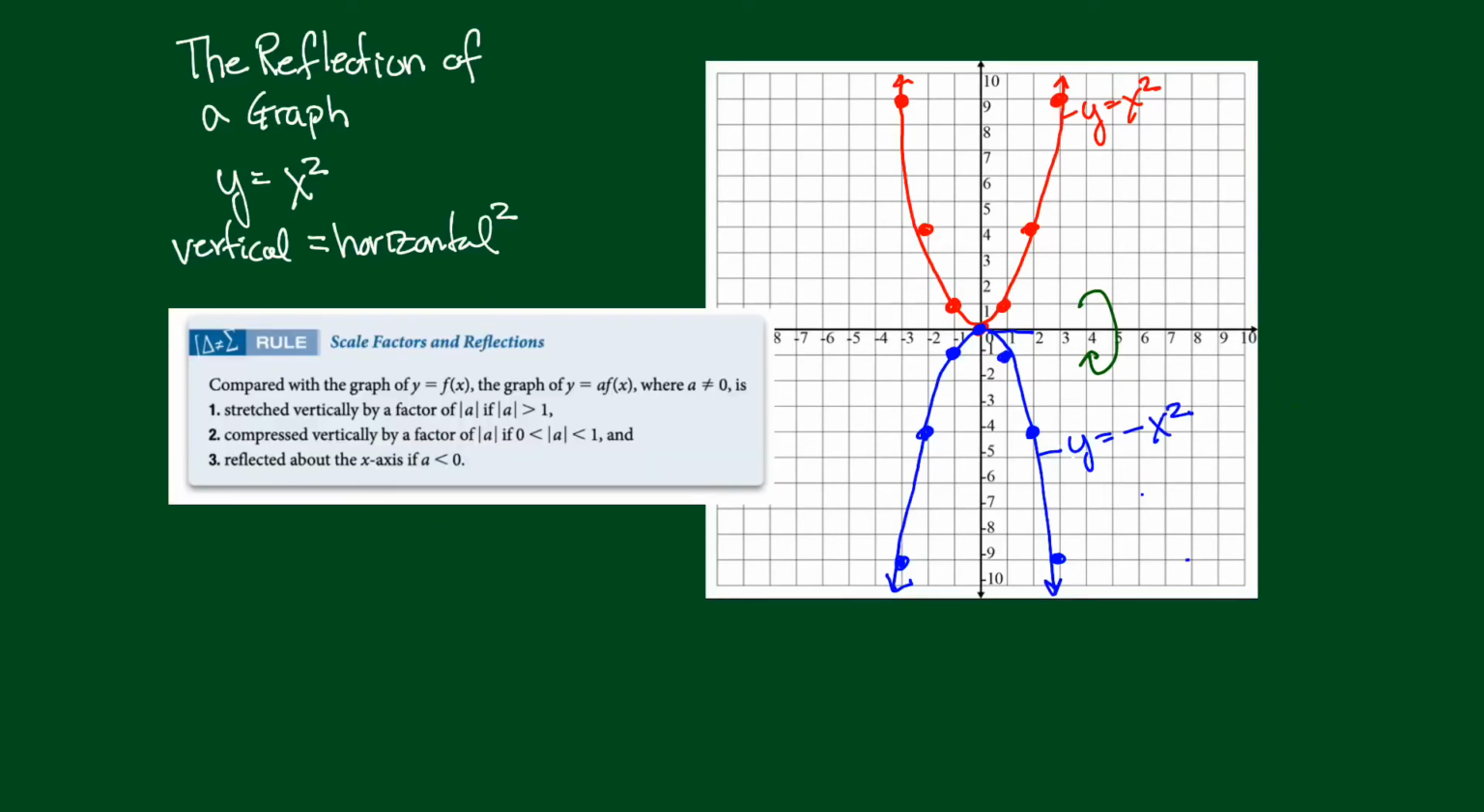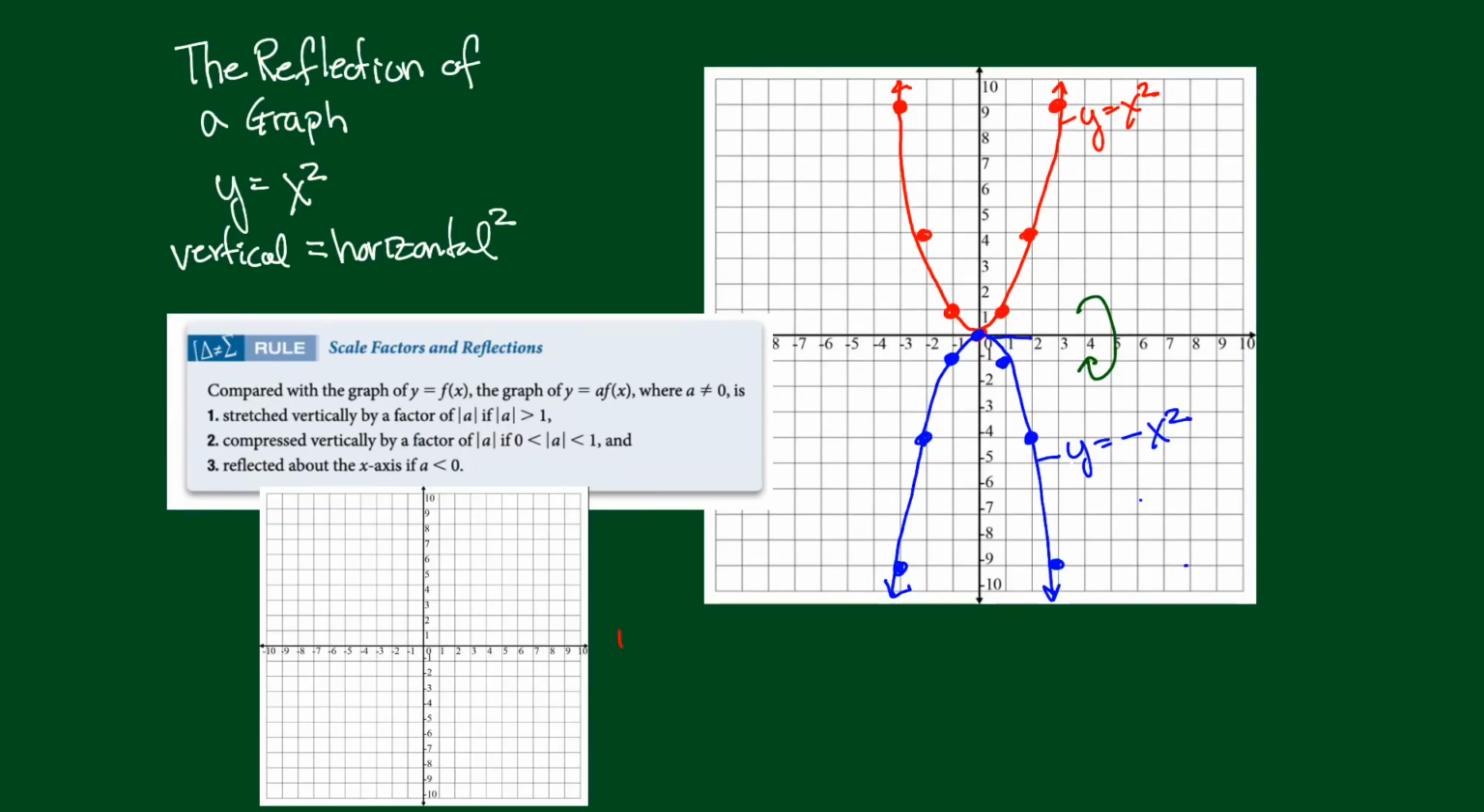And in part 1 of our discussion on scaling, we talked about number 1 here and number 2. Here's number 3. You get a reflection about the x-axis if that number that you choose as your multiplier is a negative number. So you start with a basic function, y equals f of x, that's the red, and then you multiply it by something. You have a multiplier, and if your multiplier is negative, it takes the original graph, the original f of x, and just reflects it right around the x-axis.